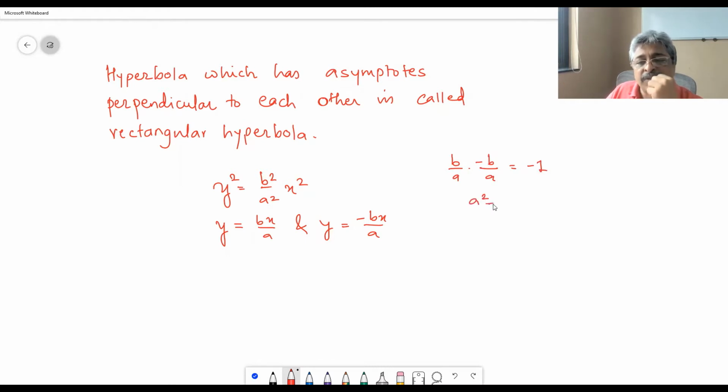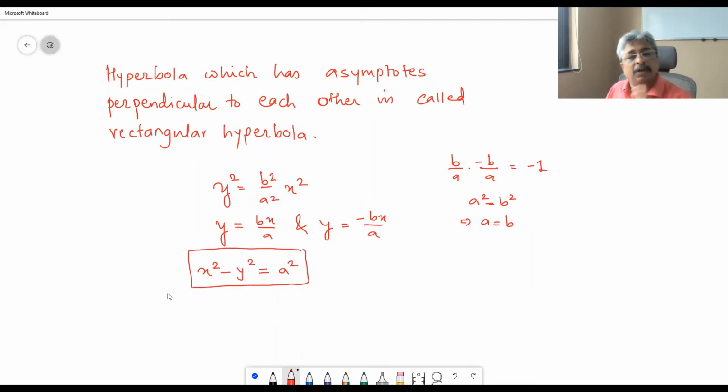Therefore a square is equal to b square, which implies a is equal to b, and therefore the hyperbola will look like x square upon a square minus y square upon a square is equal to 1. This is the form because a square is equal to b square. Find the eccentricity of this hyperbola.